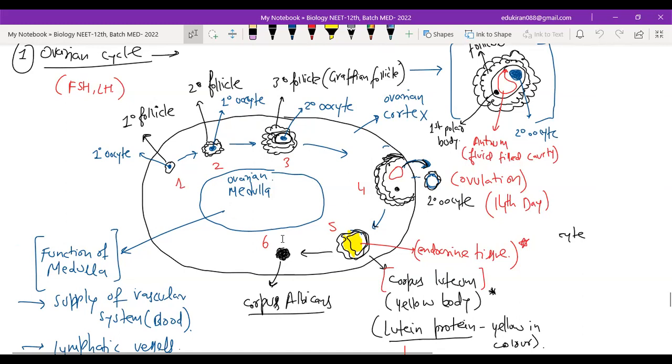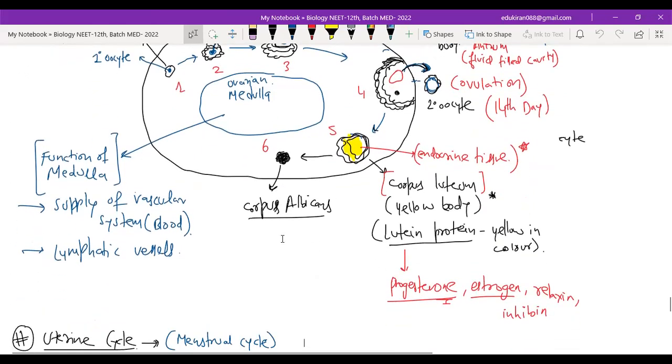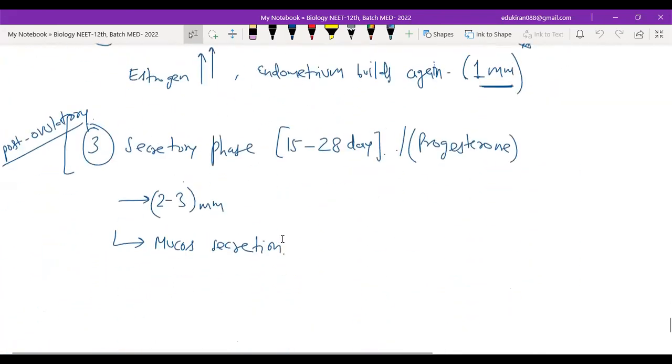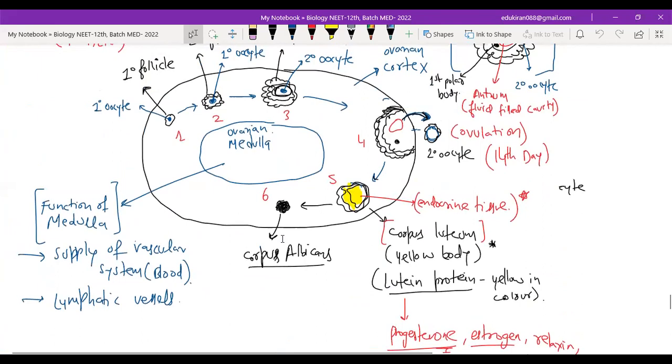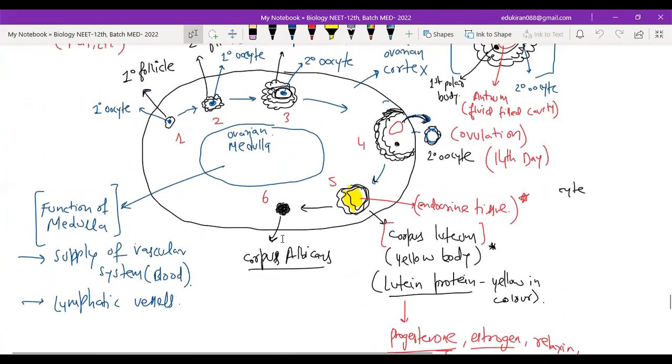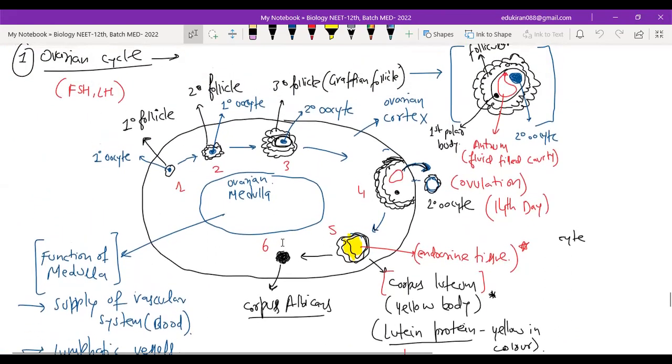Now it has 3 phases, in which the maturation and release of oocyte takes place. We are maturing the oocyte because finally we have to release it. I will be dictating it, and also explaining it with this diagram. Write down, there are three phases. First is the follicular phase or pre-ovulatory phase.